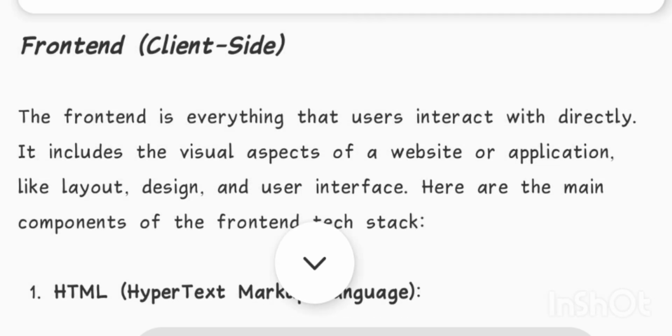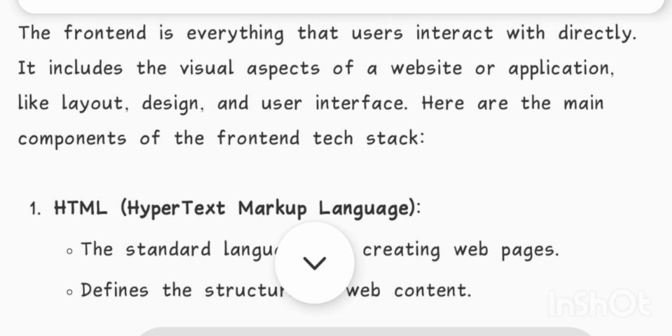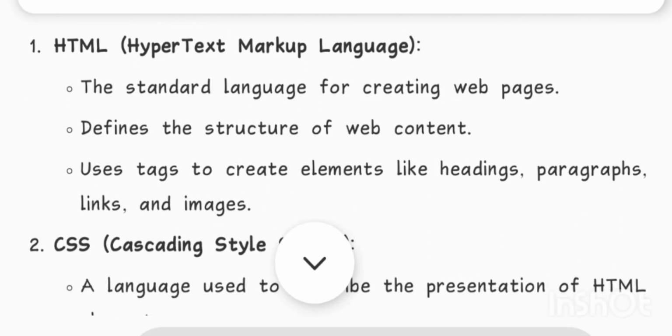Front end, client side. The front end is everything that users interact with directly. It includes the visual aspects of a website or application like layout, design, and user interface. Here are the main components of the front-end tech stack. 1. HTML, Hypertext Markup Language, the standard language for creating web pages, defines the structure of web content, uses tags to create elements like headings, paragraphs, links, and images.